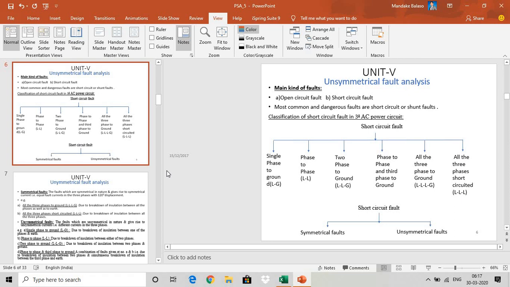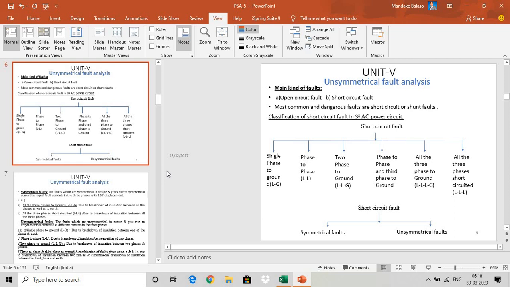Then the next type is all the three phases to ground. In this case, three conductors of three phases come in contact with each other, as well as they are in contact with the ground also. But chances of such type of fault are very less. Then the last type of fault is all the three phases short circuited.